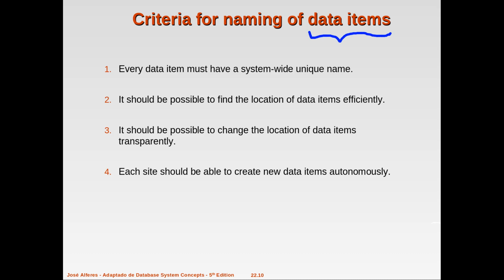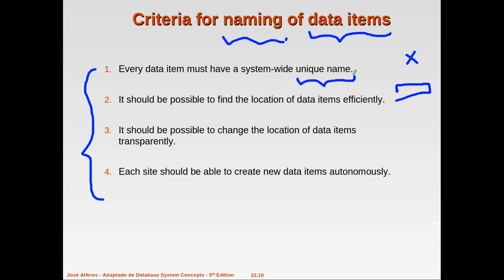But internally, the system should have a name associated with each of these data items. So there are four criteria related to the naming of data items. Whatever be the data item, you can consider X as a data item, or an account number, or the details of a customer. Every data item must have a system-wide unique name. So every data item must be identified by using a unique name. There should be a unique name for each data item.